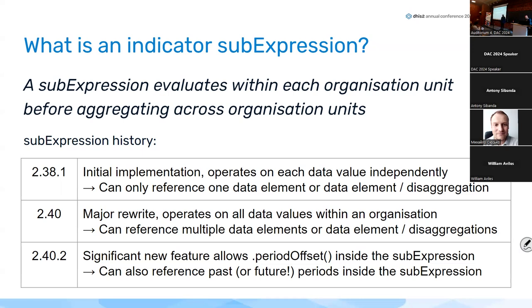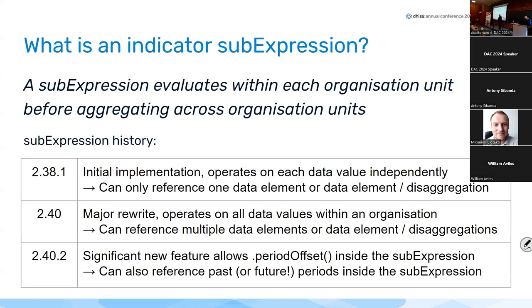So in the first implementation of sub-expressions, we were able to do that, but you could only reference one data element in each org unit and period. So it was basically looking at each row coming out of the database and saying, okay, what's in that value? That was good to say, find me all the facilities where there were more than 10 suspected malaria cases, just looking at one data element. But they weren't good at saying, find me the facilities that had so many malaria cases per capita. They couldn't do the numerator and denominator thing. They could just look at a single thing.